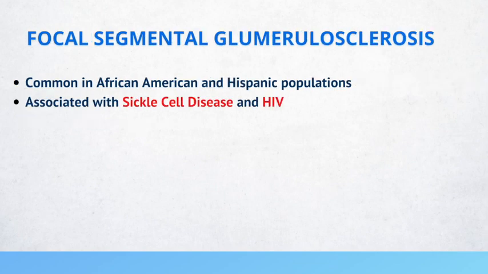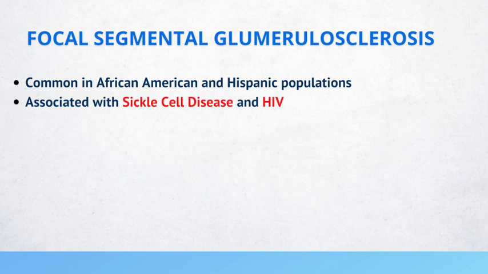In focal segmental glomerular sclerosis, it's common in African American and Hispanic populations. It's also associated with sickle cell disease and HIV. Very, very high yield to know.